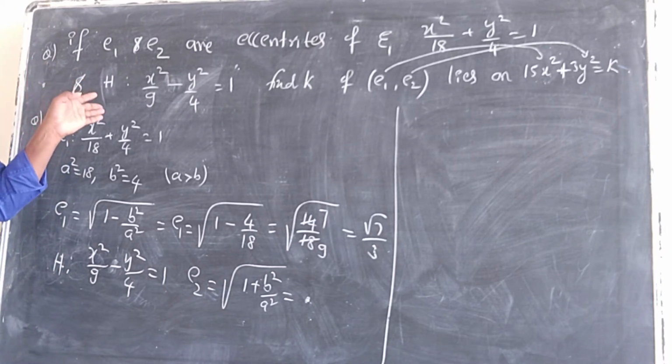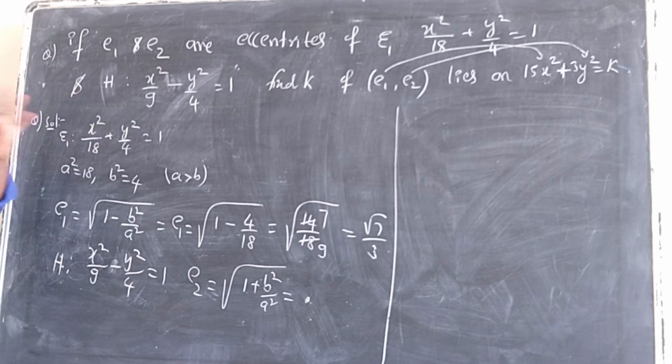Ellipse will be complete by Saturday or Monday. Then hyperbola, 3 days chapter.